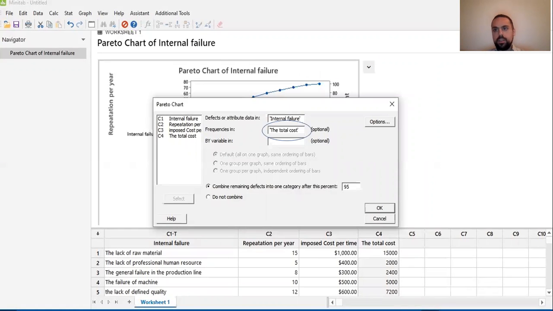So as you can see, it's the main chart or main page of the Pareto chart. Now, instead of the repetition per year in the part of frequencies in, we replace it with total cost. It means we select total cost for the frequencies in. In this situation, we involve the factor of the cost too. We calculate the total cost for this part. And after that, we OK it.